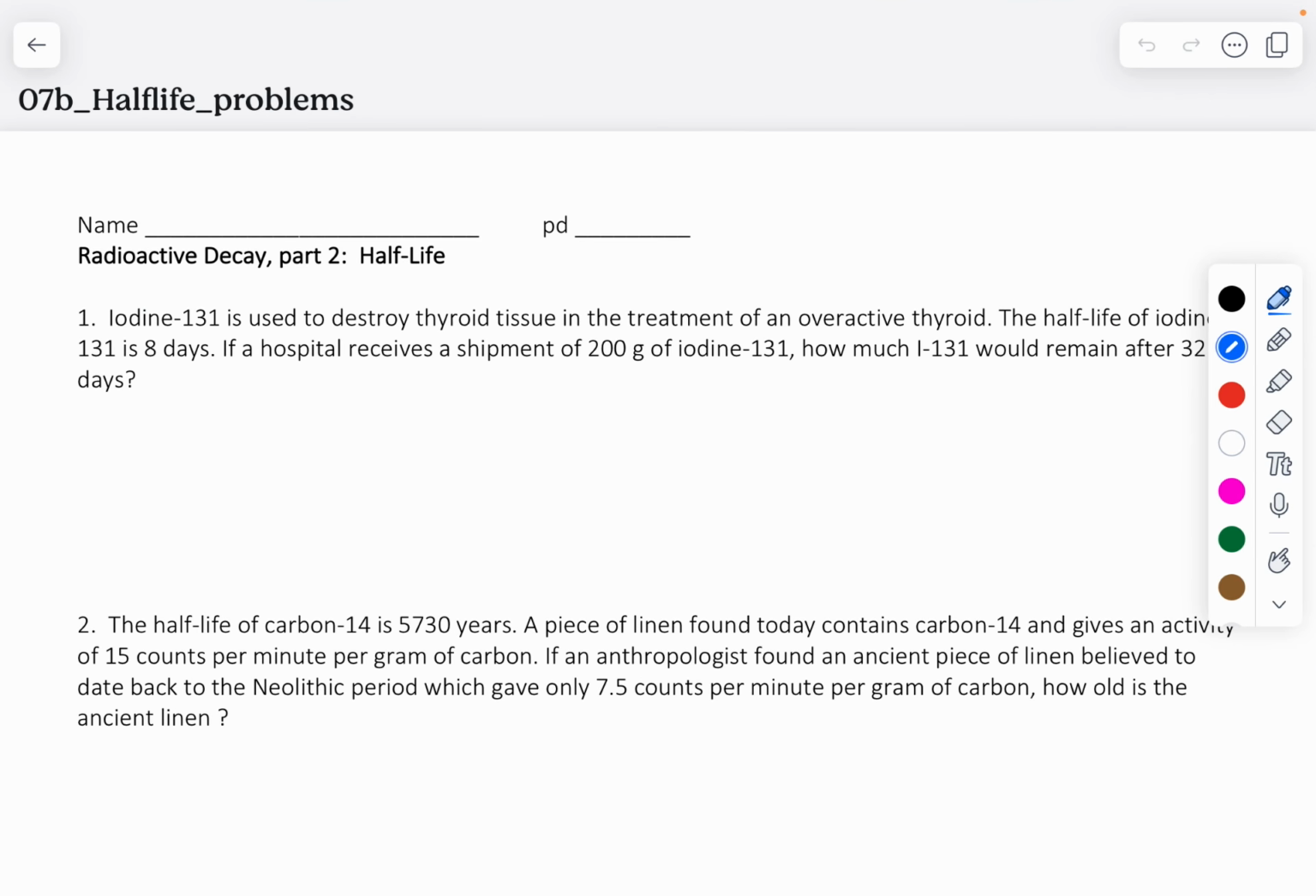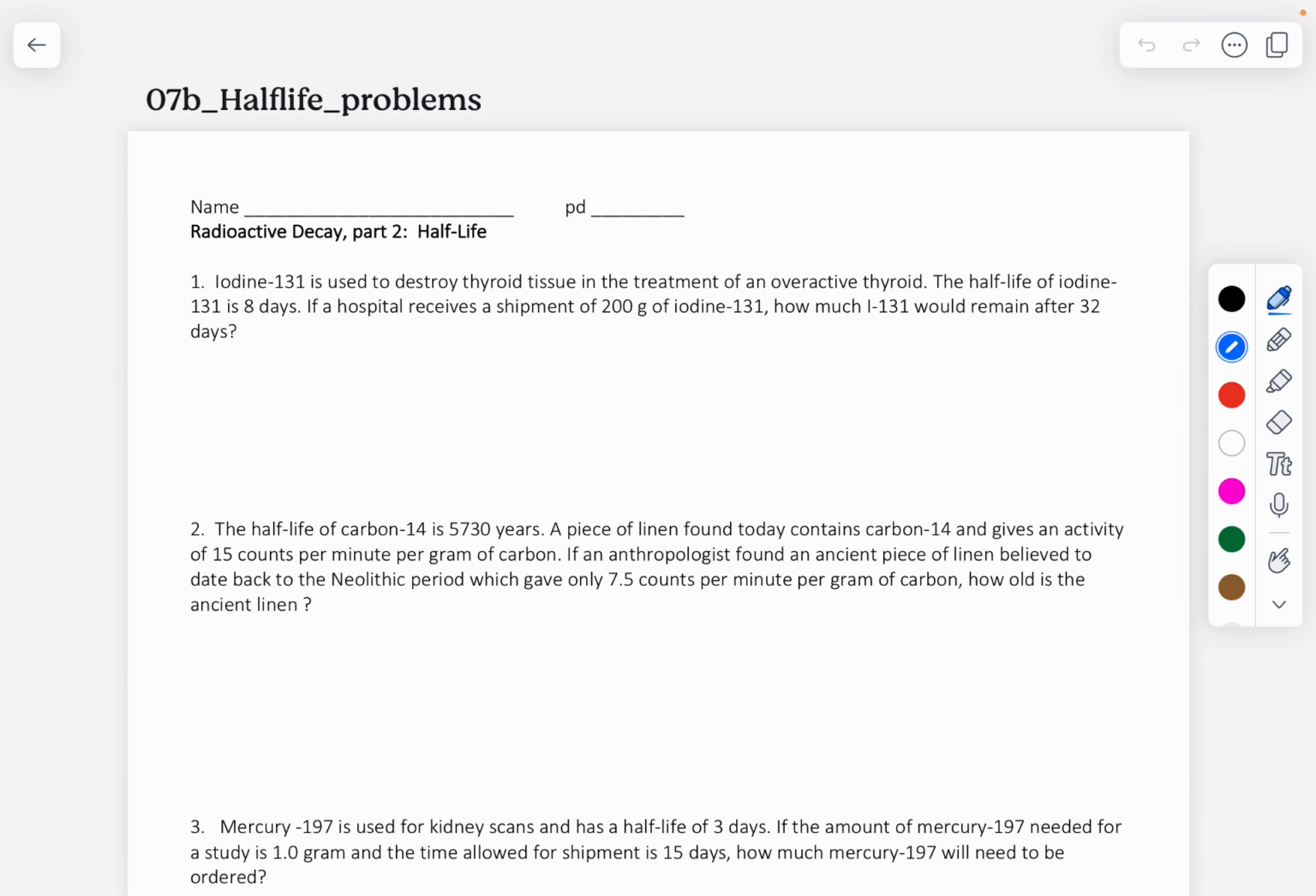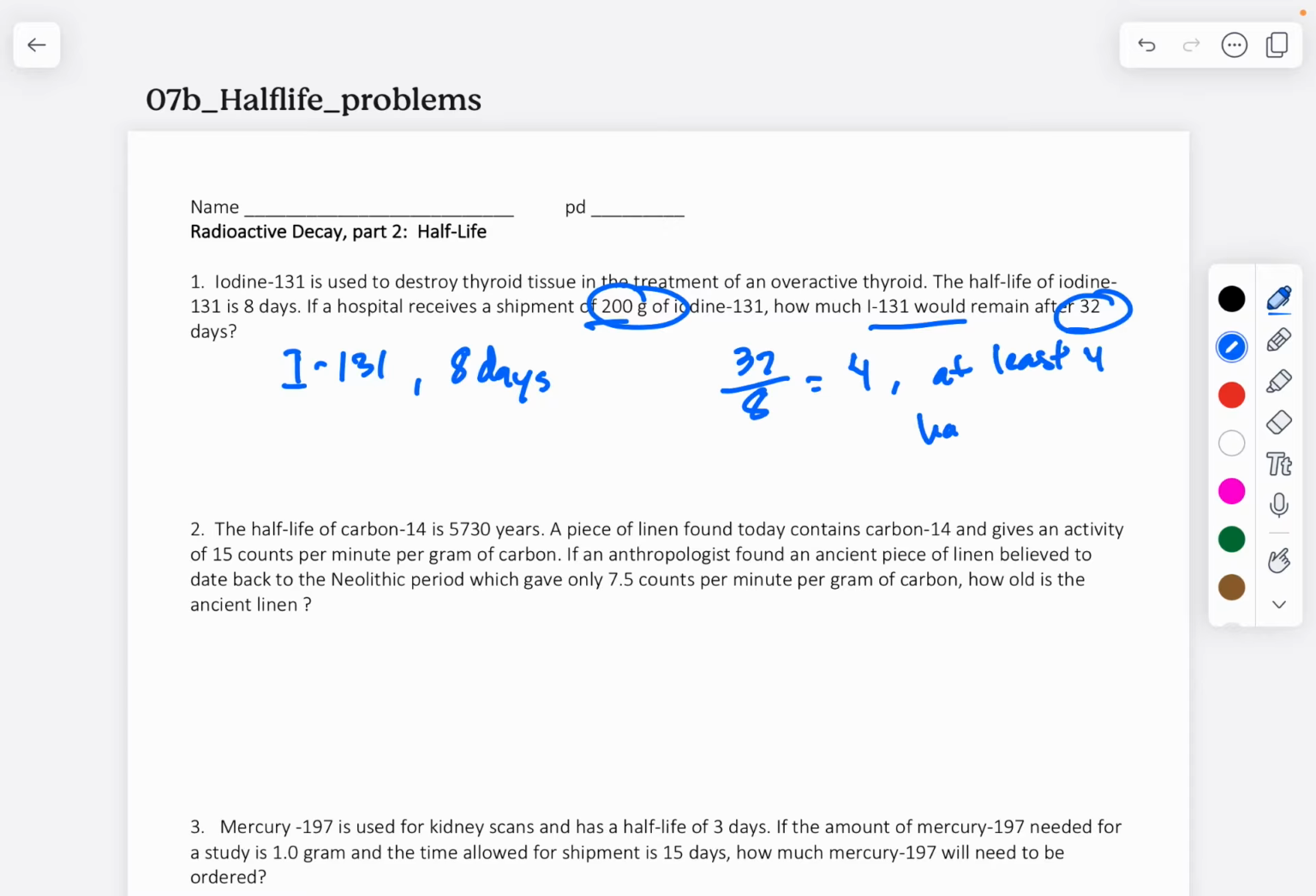Okay, so here we have iodine-131 is used to destroy thyroid tissue. The half-life of iodine-131 is 8 days. If a hospital receives a shipment of 200 grams, how much will be left after 32 days? 32 divided by 8 is 4, so 4 half-life cycles will pass.